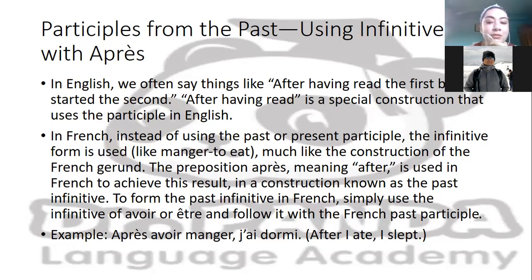To form the past infinitive in French, simply use the infinitive of avoir or être and follow it with the French past participle. So for example, after I ate, I slept. In French, après avoir manger, j'ai dormi. Yes, very good. So after having eaten or after I ate, I slept. Okay, so après avoir mangé, j'ai dormi.